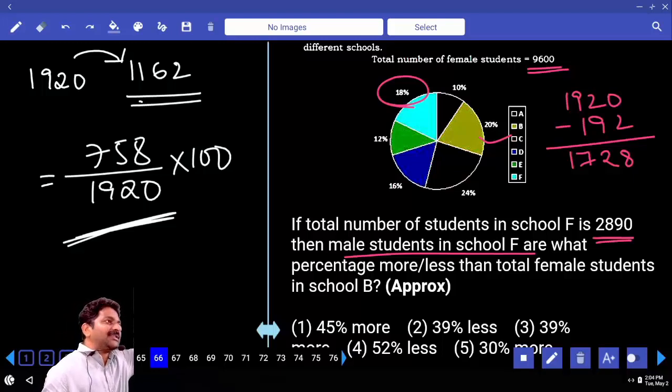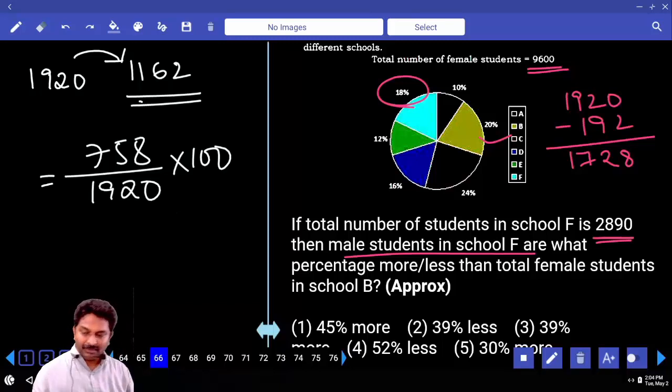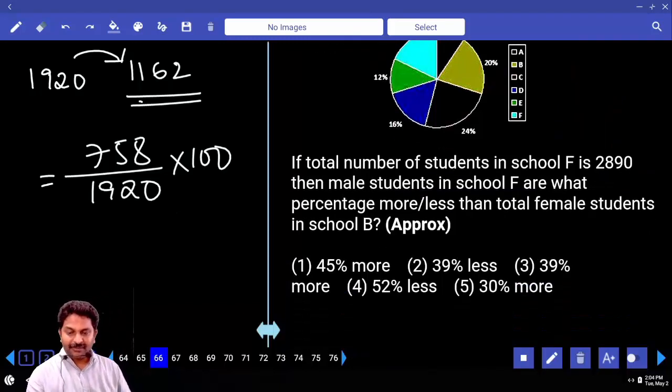900 something. Is our number less than that? Is the answer less than 50%? Yes or no? Go to the options. First is eliminated. Third eliminated. Fourth eliminated. Fifth eliminated.